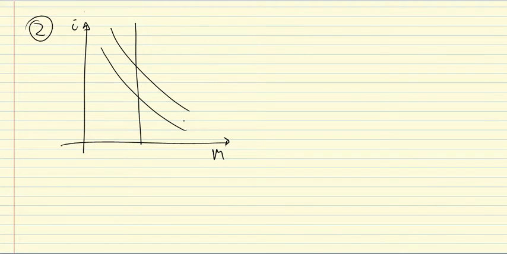Okay, let's do a second example: how the interest rate changes with different economic conditions. Suppose that we get a shift in nominal income. So here we have MD with PY1, and here we have MD2 with PY2. This is the rightward shift of the money demand function due to an increase in nominal income.